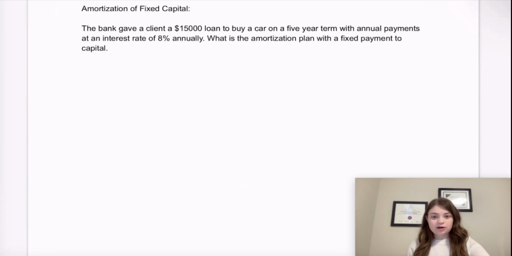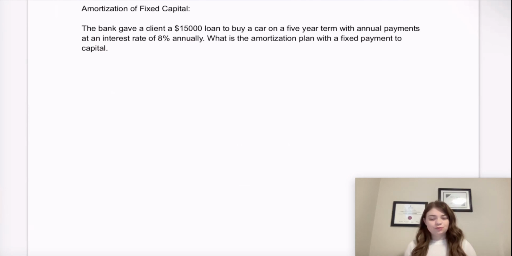So today we're going to be talking about the amortization of fixed capital. In this situation, we're going to be writing an amortization plan with fixed payment to capital. So this question says, the bank gives a client a $15,000 loan to buy a car on a 5-year term with annual payments at an interest rate of 8% annually. What is the amortization plan with a fixed payment to capital?